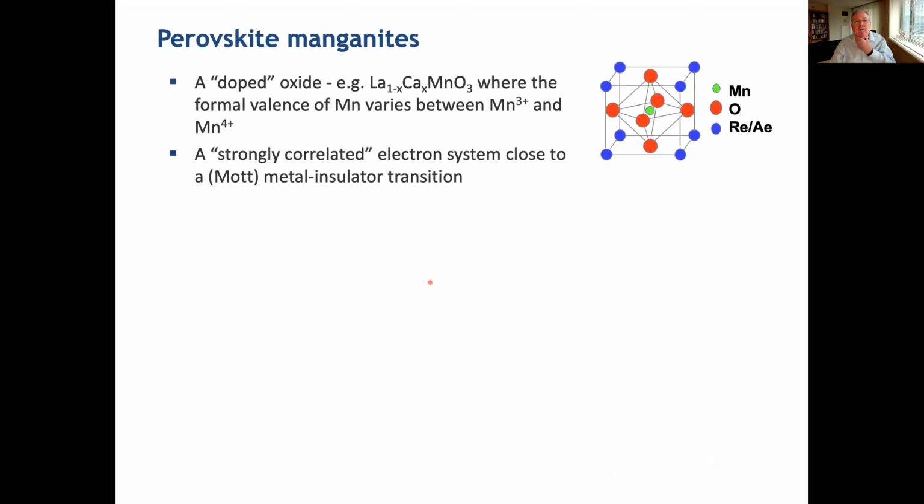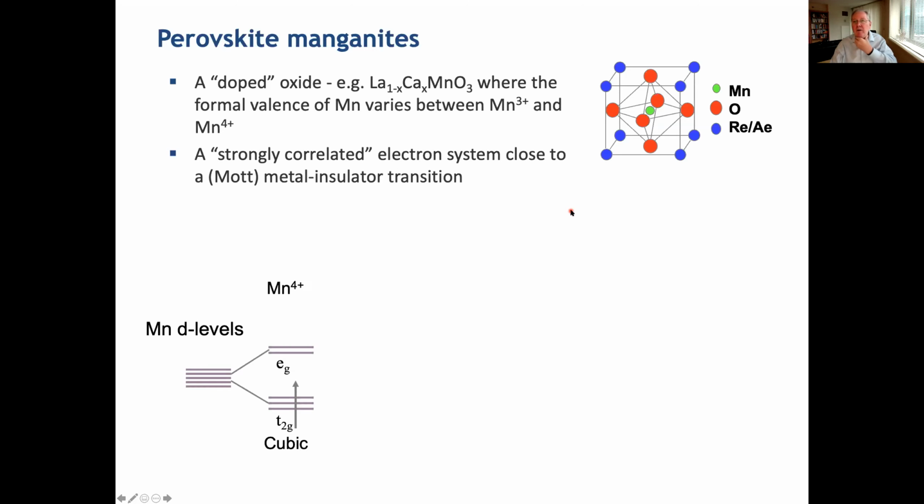Let me give you an example of how this works, because I'll be talking about manganites a lot, the perovskite manganites. And so this here is the perovskite structure. There's a manganese sitting in the center, the green atom. It's surrounded by an octahedral cage of oxygens, which connect to the next unit cell. And then at the corners of the cube here, there are either rare earths or alkaline earths, which are providing the reservoir of carriers that move into these layers.